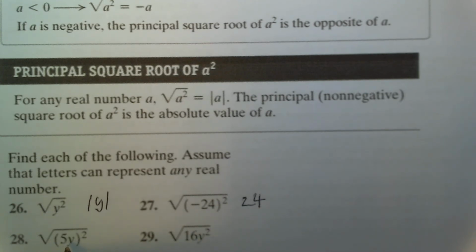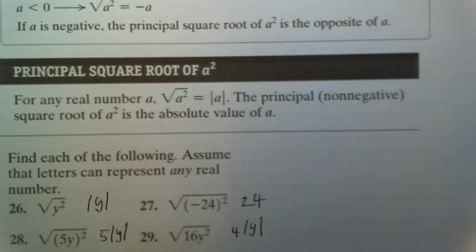The principal square root of (5y) squared is 5 times the absolute value of y. And the principal square root of 16y squared is 4 times the absolute value of y. And the principal square root of (x plus 7) squared is the absolute value of x plus 7.